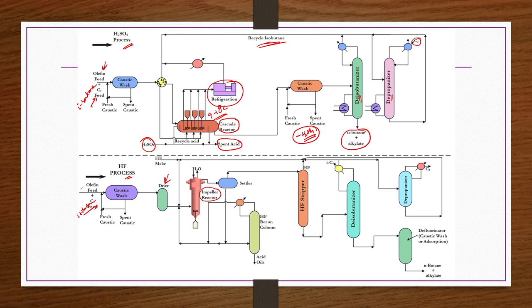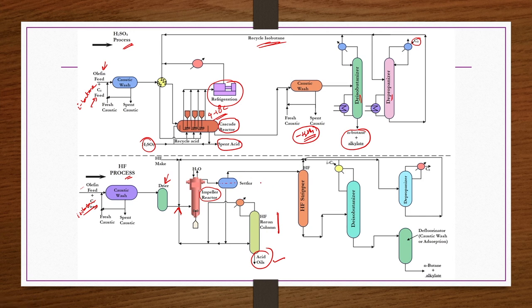Now here excess water formation may be taking place, so because of that, the reaction mixture is taken to the acetyler, where HF is removed and then taken to the HF rerun column to recover the acid oils, and after recovering the acid oils, whatever HF is there is recycled back to the reactor as catalyst.